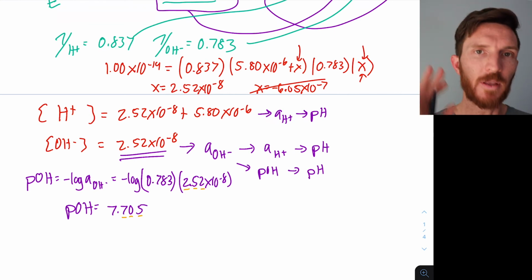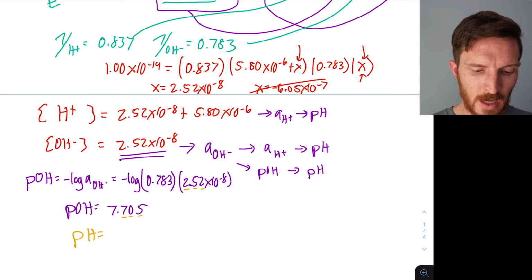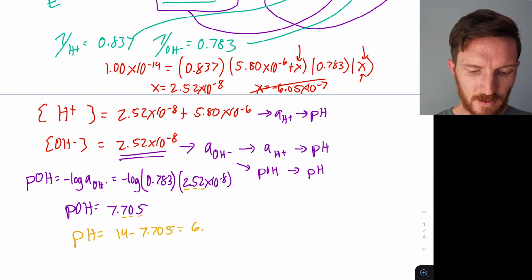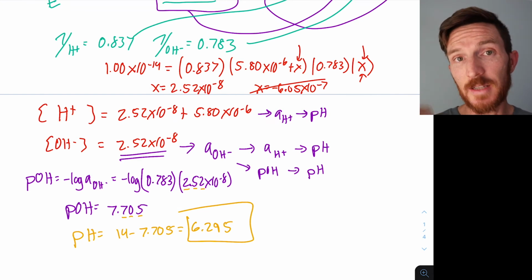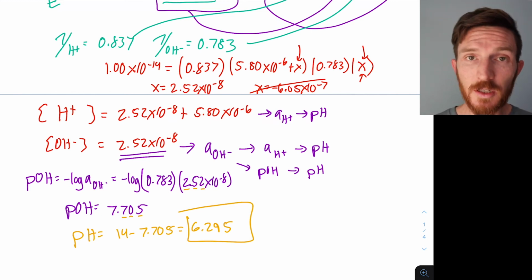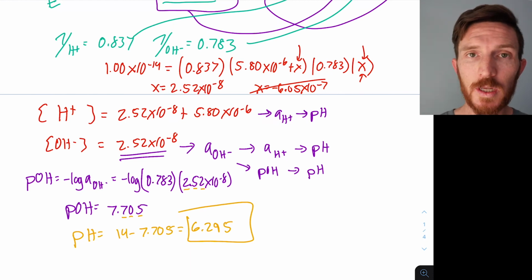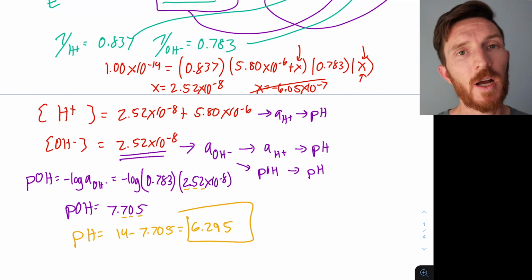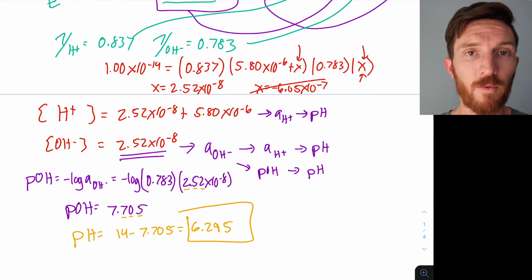Don't get bogged down with that, but that's just why I have 4 significant digits total in our pOH here. Then we can go ahead and find our pH as 14 minus 7.705 equals 6.295. So again, this makes sense. It's an acidic pH. We added an acid in a very small concentration, but it's not the same as it would have been if we had ignored the contribution from the water as part of our equilibrium here, the autoionization of water.